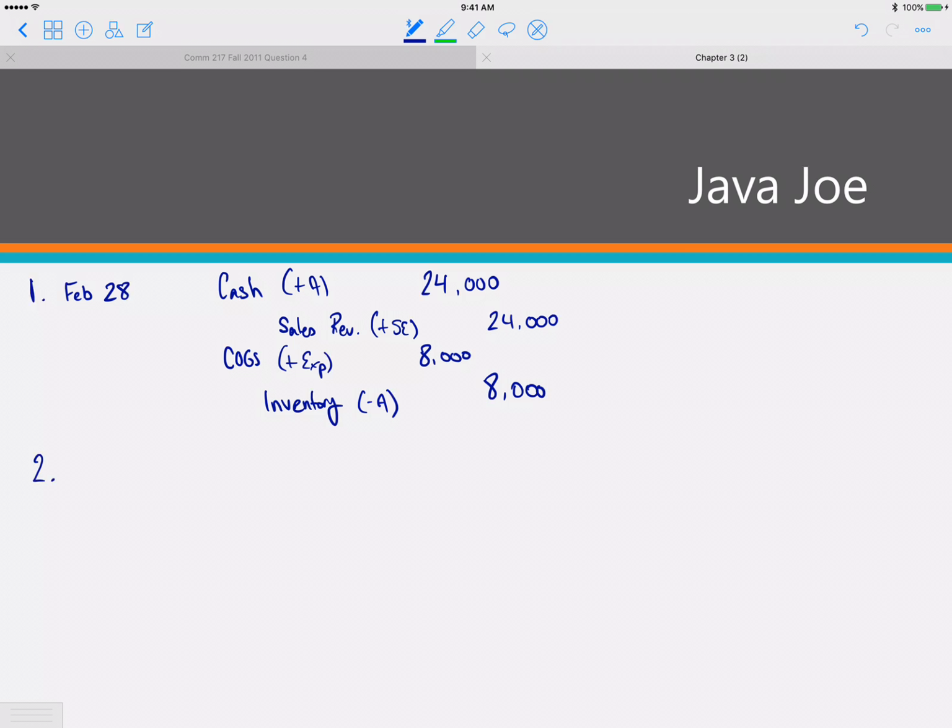Next, during the month, Joe paid employees $6,000 in wages. So we debit wages expense, so that's an increase to expenses, and we credit cash, so that's a decrease to assets, of $6,000.